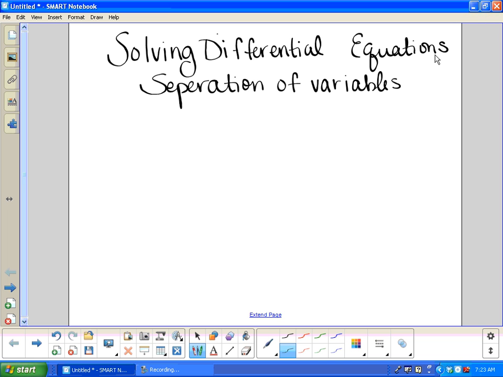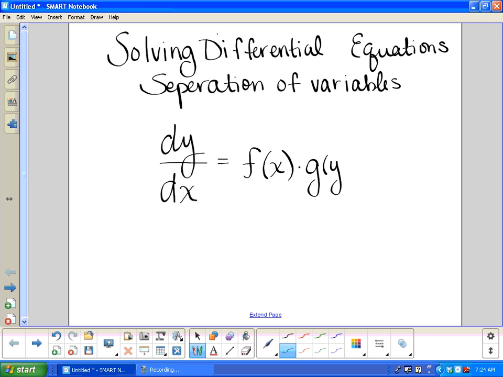So when you're doing separation of variables, you're going to have a form that looks like this. It's going to be dy/dx, or y prime, we'll talk about that in just a second, equal to some function of x times some function of y. What happens is that if you can get all the y's on one side with the dy, all the x's on one side with the dx, you can integrate both sides and get rid of the dy and dx, and then take what you have left after you integrate and solve it for y.